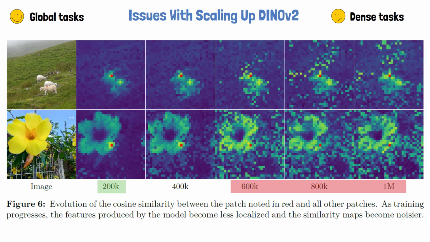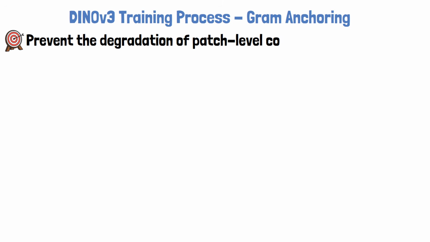This loss of patch-level consistency correlates with the drop in dense task performance, and this is the motivation for a key innovation in DINOv3 called gram anchoring. Gram anchoring is another component added to the loss on top of the others we've seen. Its goal is to prevent the degradation of patch-level consistency. It is designed to regularize the patch features and ensure good patch-level consistency while preserving high global performance. So how does it work?